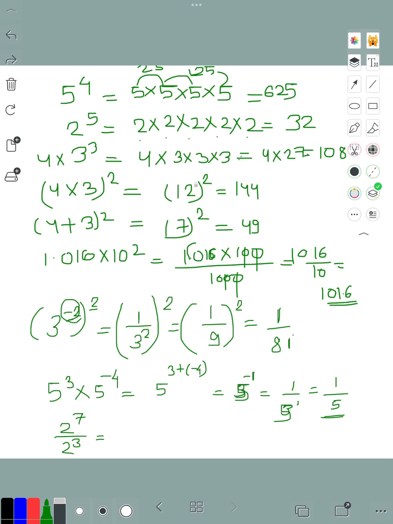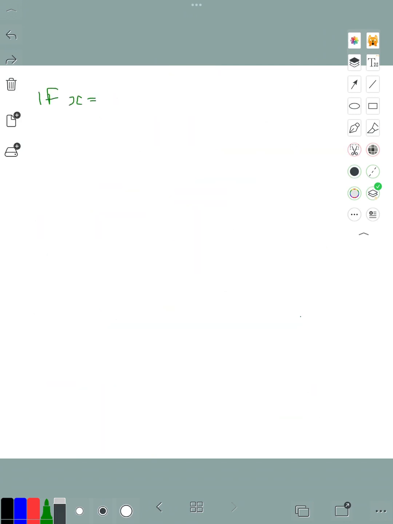Now 2 to the power 7 upon 2 to the power 3. If the number is in a fraction form, it is very obvious that it gets divided, it gets cut off, or it gets just subtracted, right? It is totally up to you whether it is easy for you to cut it off, or whether it is easy for you to just subtract it. So by subtracting or just cutting it off, we get the answer as 2 to the power 4. That means we get the answer as 32, I guess. Sorry, 16, yeah.